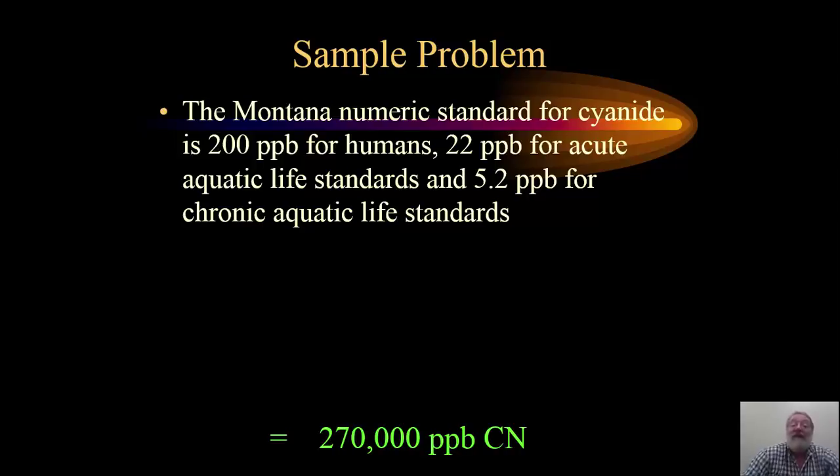And how about for a critter that has to live there 24/7? That's what the chronic aquatic life standard is. We can have even less, only 5 parts per billion. So you can see that the cyanide heap leach solution is way too concentrated to be good for people or critters. And that's why voters in the state turned it down.